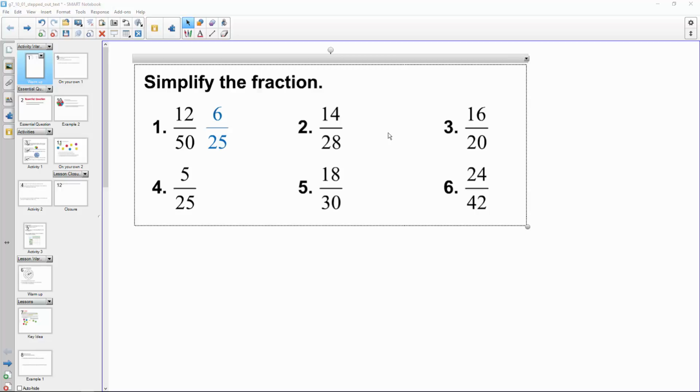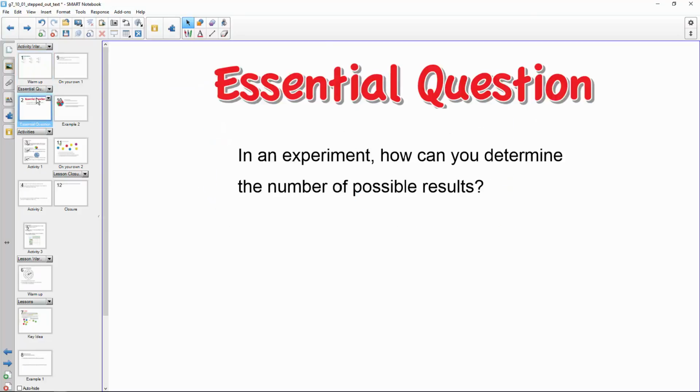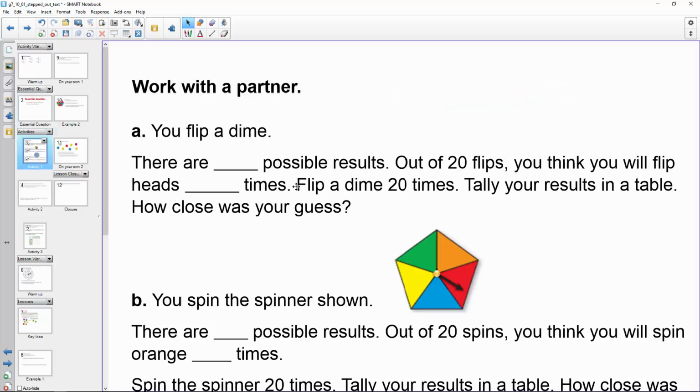All right, so hopefully you paused the video and you checked it. Here we go. So 1/2, 4/5, 1/5, 3/5, and 4/7. And what we want to do today is figure out in the experiment, how could you determine the total amount of possible results? So let's look at a couple different examples here.